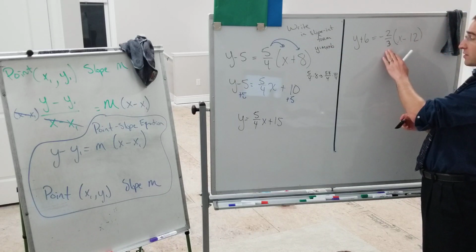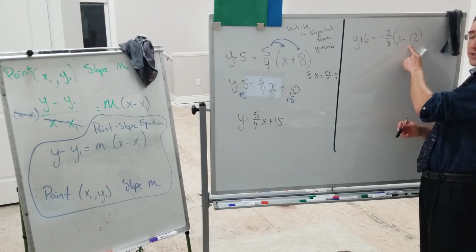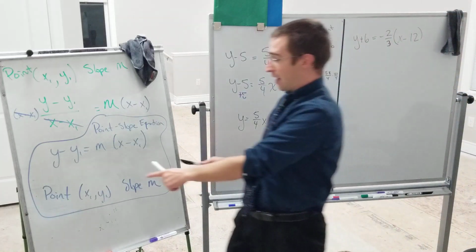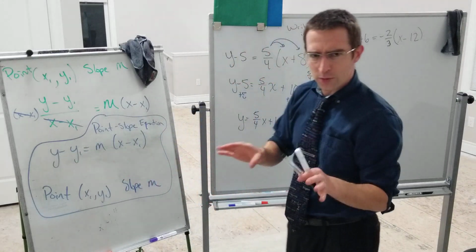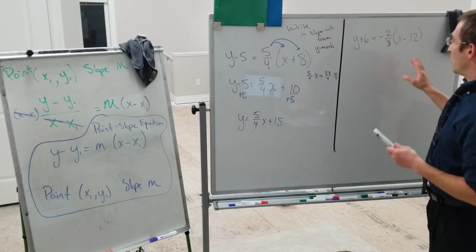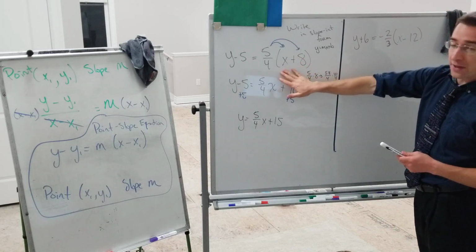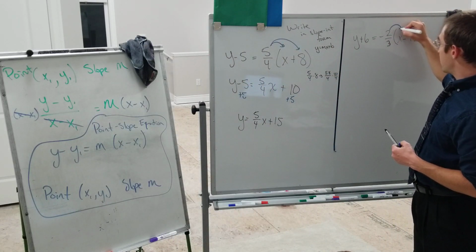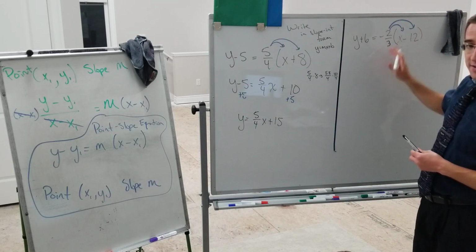Once again, we have a slope of -2/3. Our x number is going to be a positive 12, and the y number is a -6. Remember, it's the opposite. You don't need that for this problem, just reviewing. So once again, we're going to simplify the right side, then isolate on the left. I'm going to distribute through the parentheses to simplify.